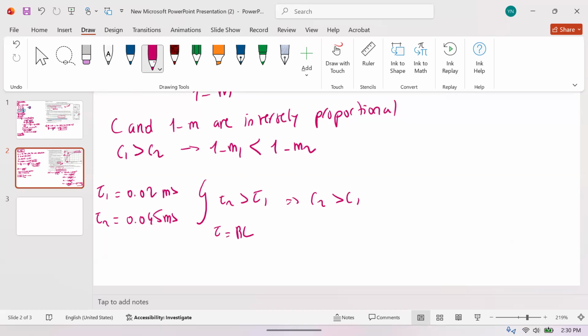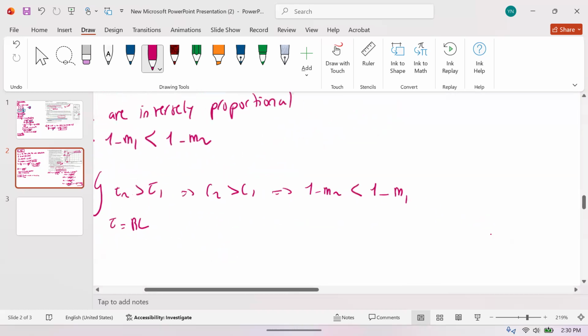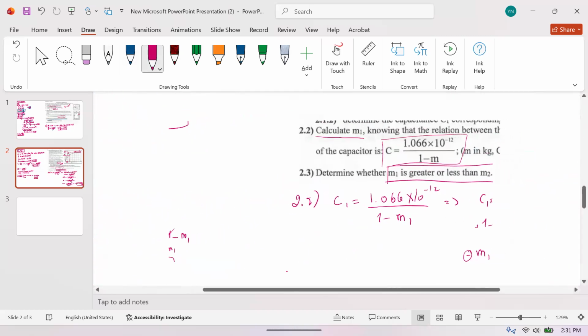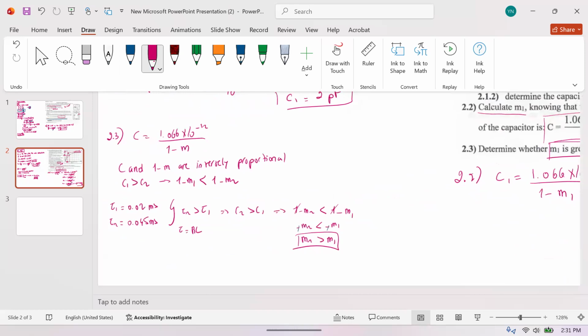And now we just said that if C2 is greater than C1 and C is inversely proportional to 1 minus M, then 1 minus M2 should be smaller than 1 minus M1. Continue on calculating that. Remove 1 on both sides. We will get minus M2 smaller than minus M1. We remove the negative signs, but by removing them, the sign of the inequality should switch. So M2 is greater than M1. As simple as that.